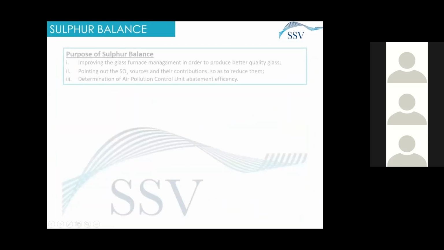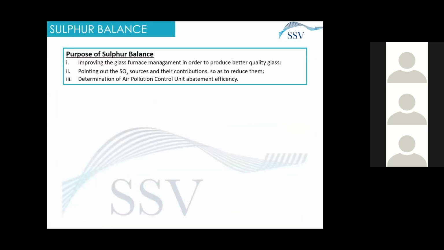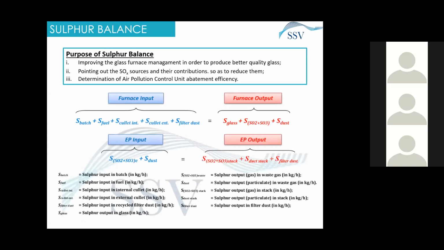Okay. Another thing which is important to do is the sulfur balance. This is a way to find the source, the input for sulfur, and also define the output and how the output are distributed. And this is the theory of the sulfur balance for the furnace.